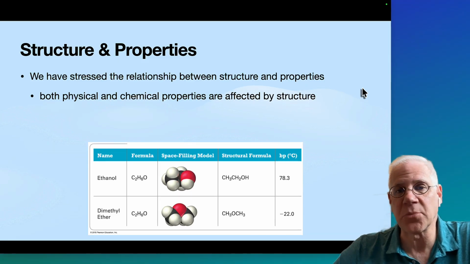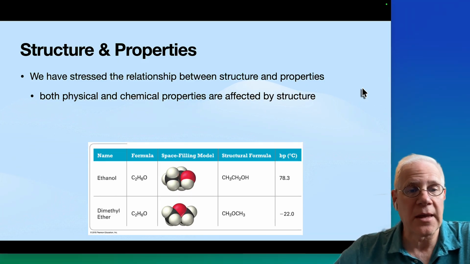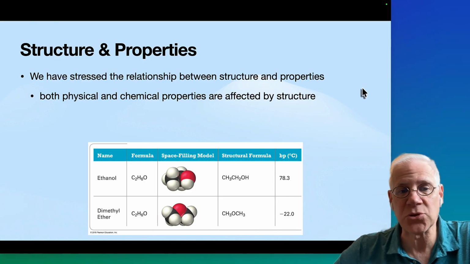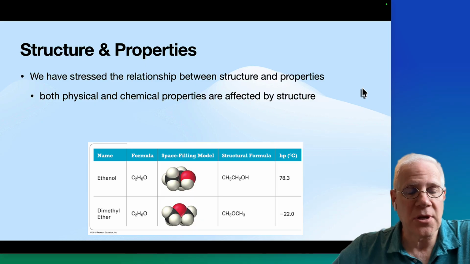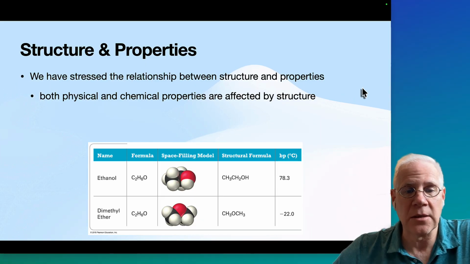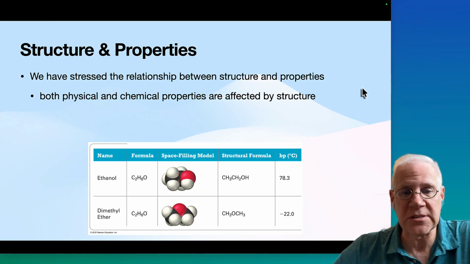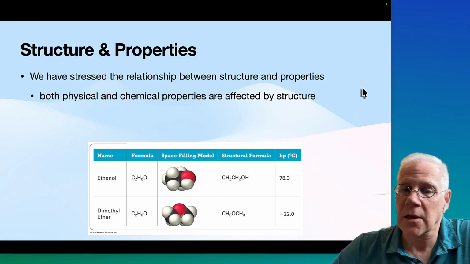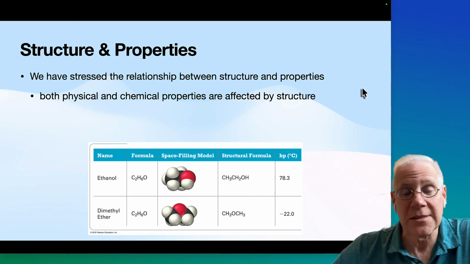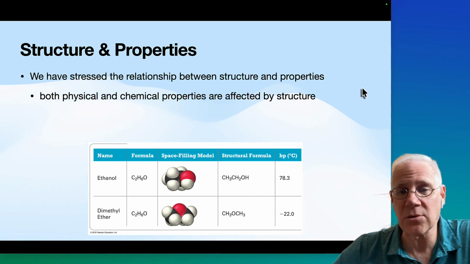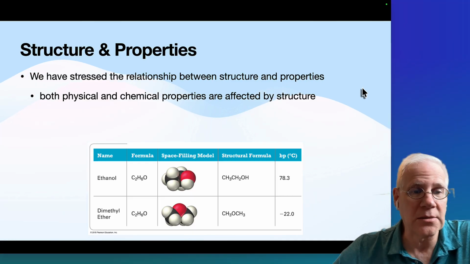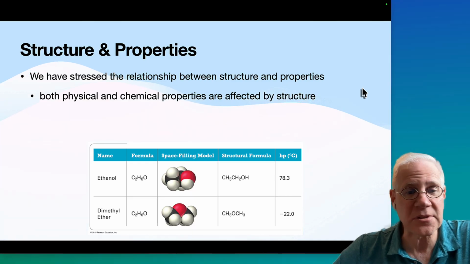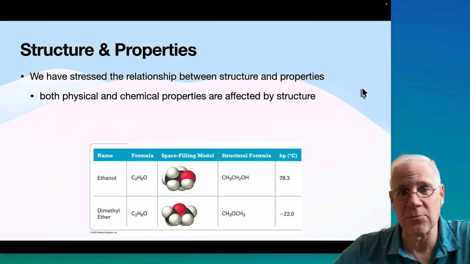So here's just a very simple example of two molecules that have the exact same chemical formula, C2H6O. So we have ethanol and dimethyl ether. You can see that they have a different structure where you've got the ethanol with the OH on the end. The dimethyl ether has the oxygen in the center of the molecule. And if we look at the boiling point, we can see that the ethanol has a boiling point that is nearly 100 degrees Celsius higher than dimethyl ether. And that's a very significant difference for two molecules that have the exact same chemical formula.